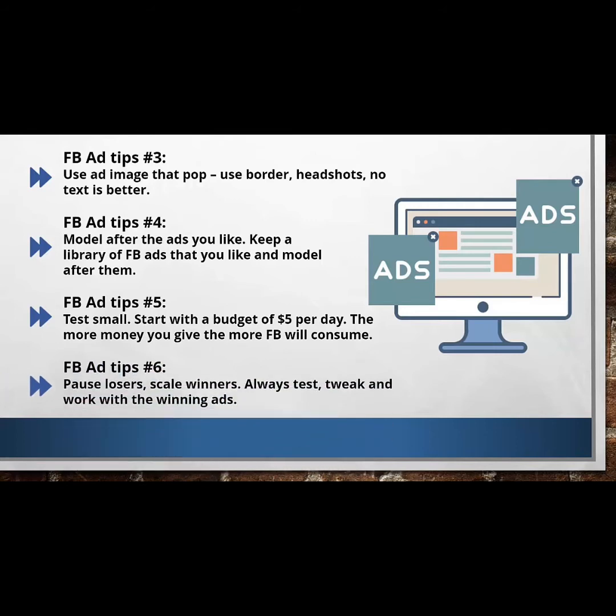Next is tip number 6. Pause losers, scale winners. If you run 5 to 6 ads simultaneously, test them and see which ones are performing well and which are not. Pause the ones which are not doing well or tweak them, and always scale up the winners. You can go up to $20 to $50 per day if they are doing well and giving you a good ROI.